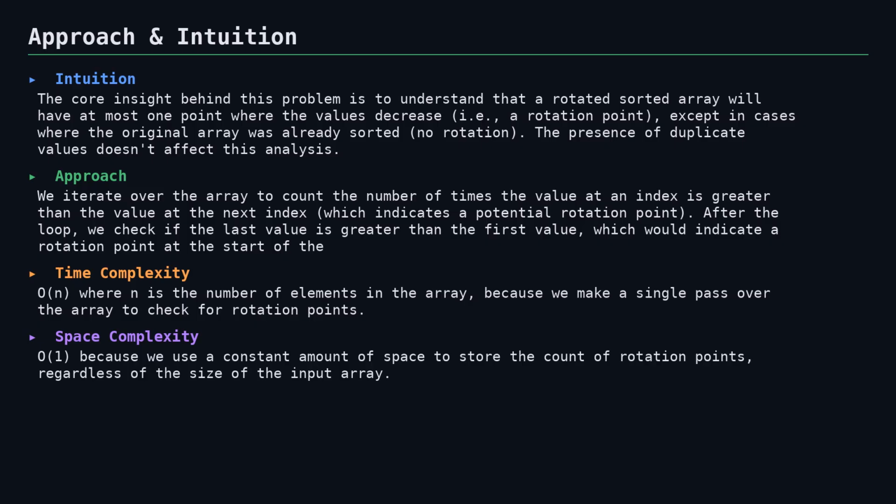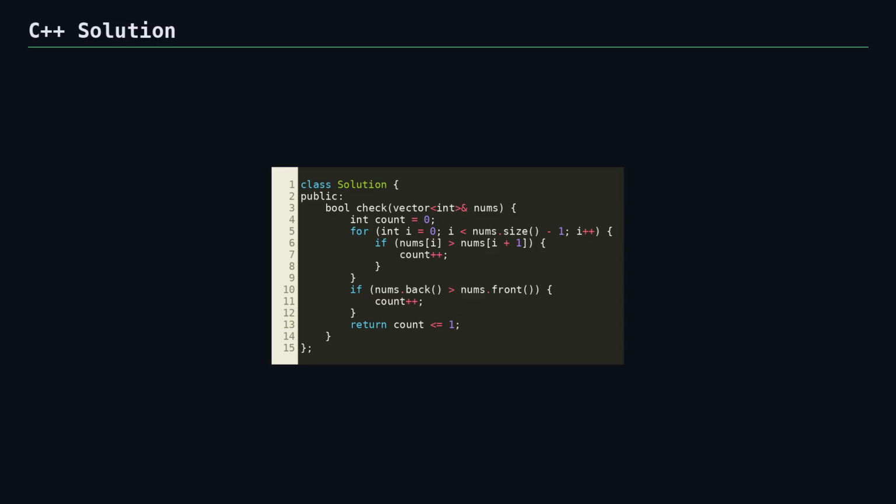Let's take a look at the code and see how this works. We start with a class called solution and a method called check that takes a vector of integers as input. We initialize a variable called count to 0, which will keep track of the number of rotation points we find. Then we iterate over the array, and for each index, we check if the value at that index is greater than the value at the next index. If it is, we increment the count.